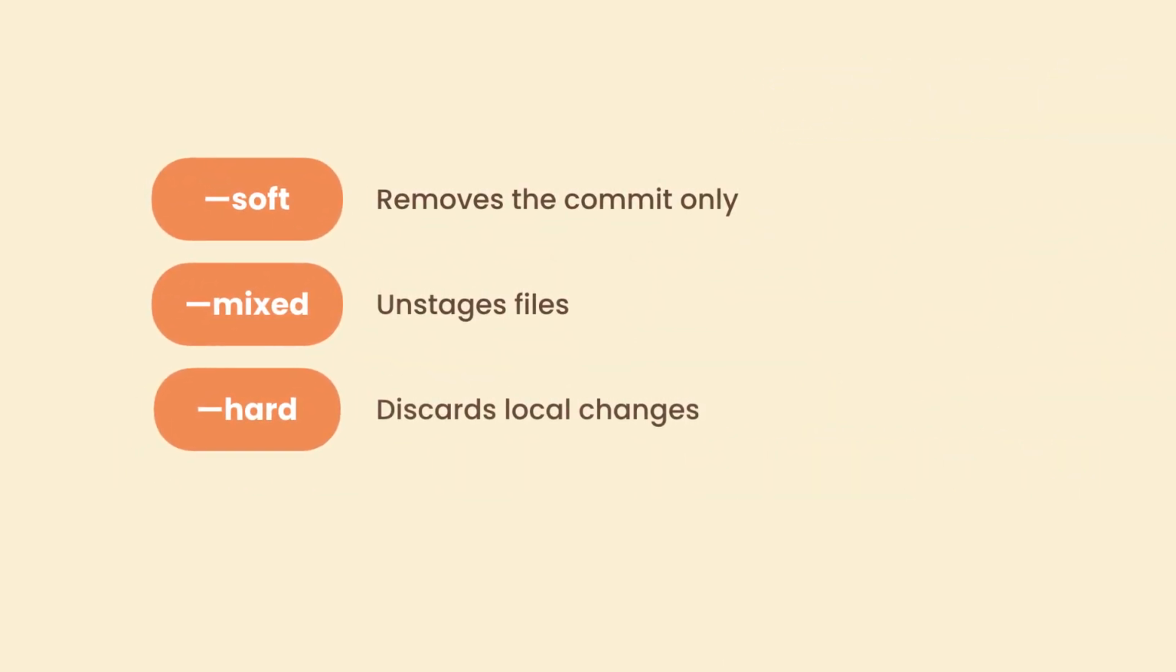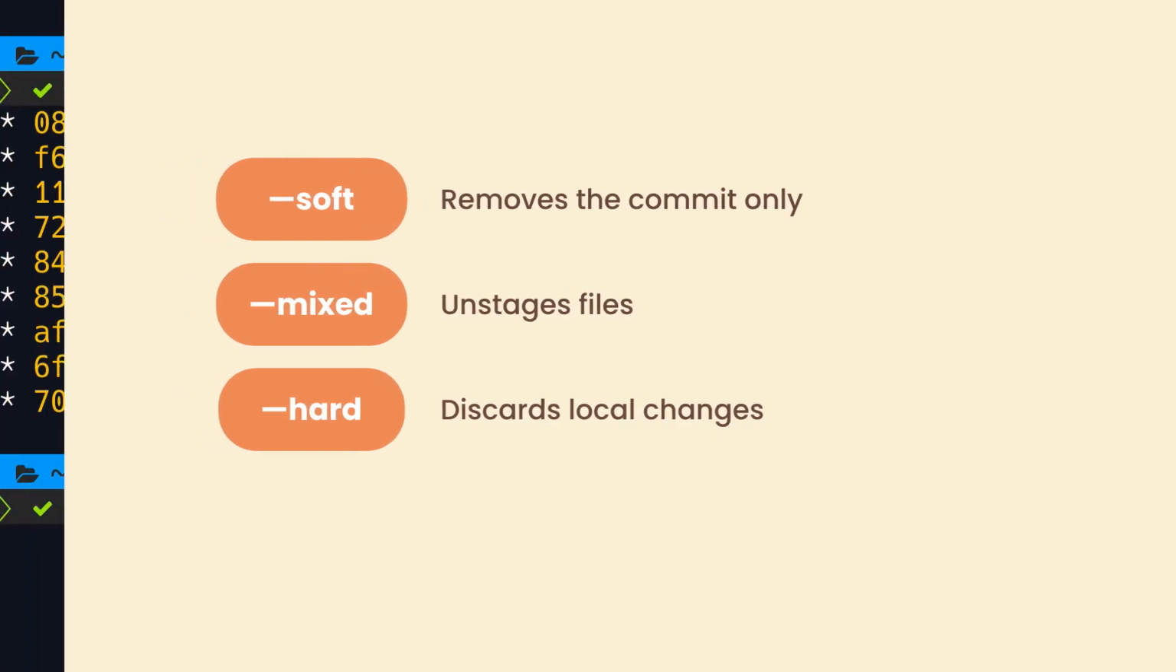So let me show you a simple way to understand and memorize the difference between these options. If we use the soft option, Git will only remove the commit, but it's not going to touch our staging area and the working directory. So we're going to have some changes in the staging area ready to be committed. If we use the mixed option, we go one step back. So our changes in the staging area will be unstaged. So we'll have some local changes in our working directory. And if we use the hard option, we go even one more step back. So Git will discard our local changes. This is how I've memorized the difference between these options.